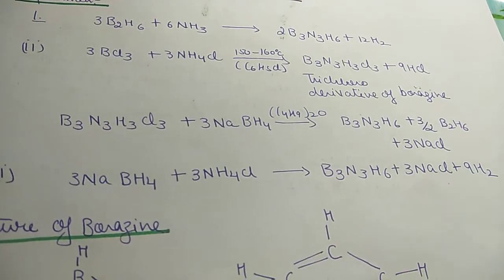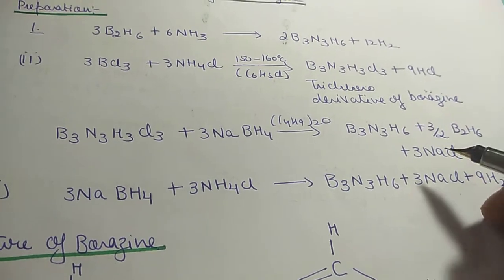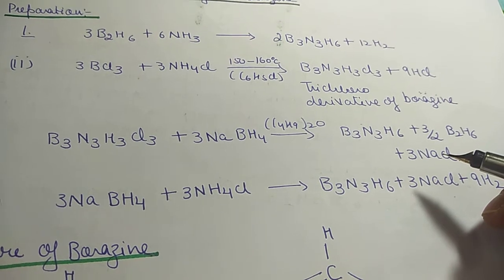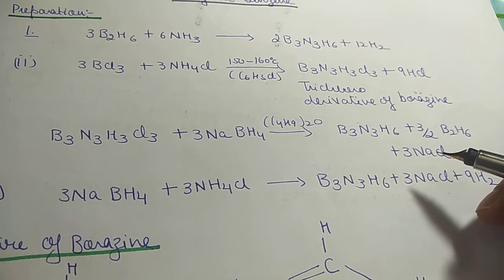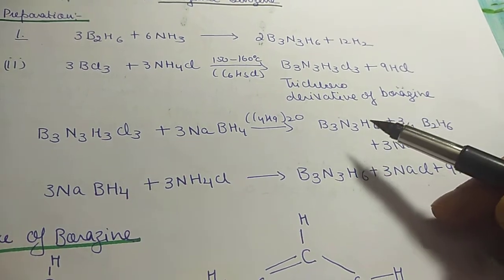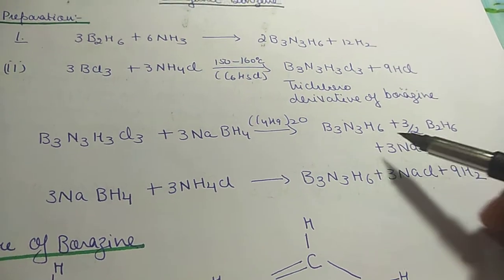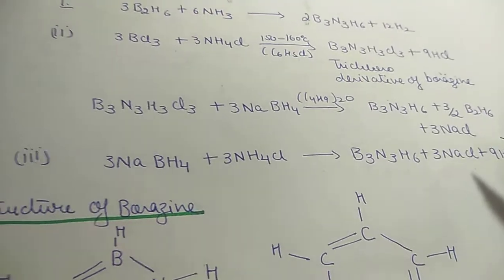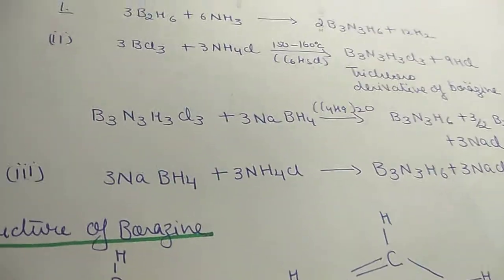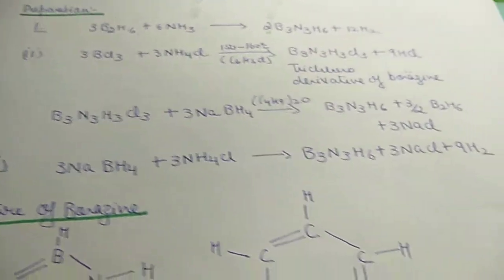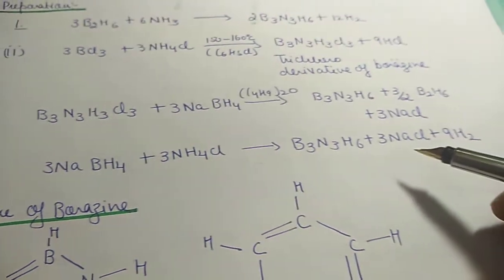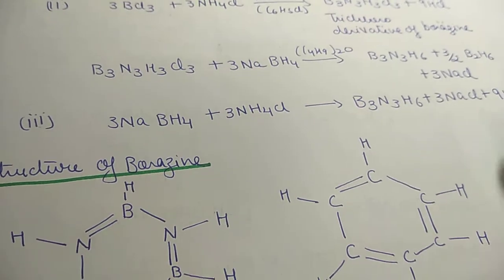Then another method is, now if you treat this trichloro-derivative of borazine with sodium borohydride, then what we get is this B3N3H6, diborane and ammonium chloride. And another method of preparation of borazine is, if you treat sodium borohydride with ammonium chloride, we get B3N3H6 plus sodium chloride plus hydrogen.